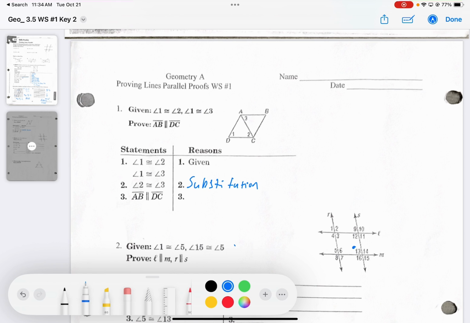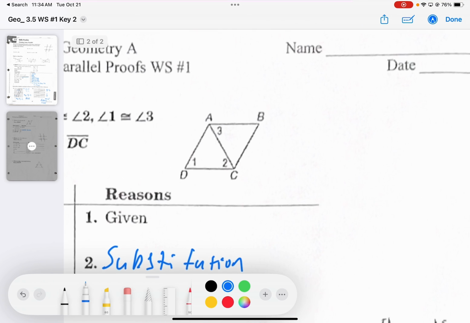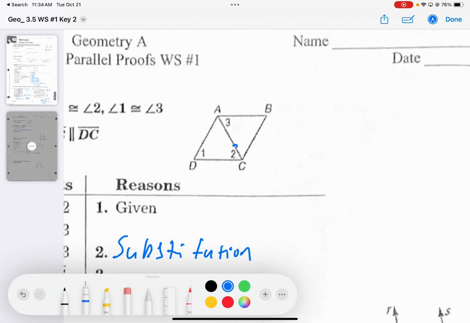Okay. And then it goes on to say that lines are parallel. So here's what that means to me. We're able to say that lines are parallel. That probably means something about angle 2 and angle 3. So I would look at my picture and be like, okay, angle 2 is here, angle 3 is here.